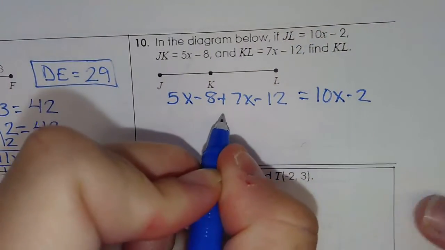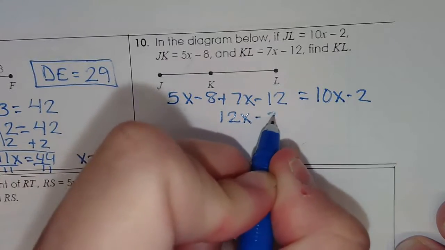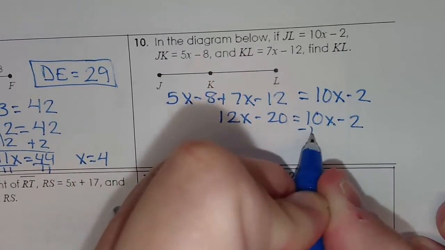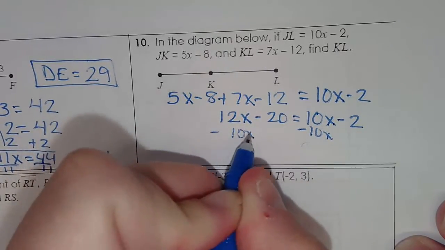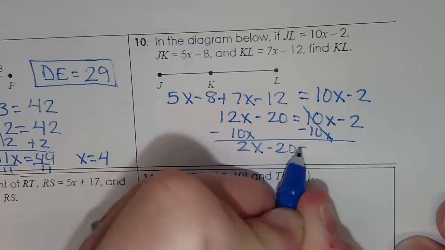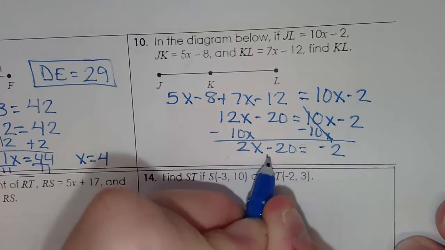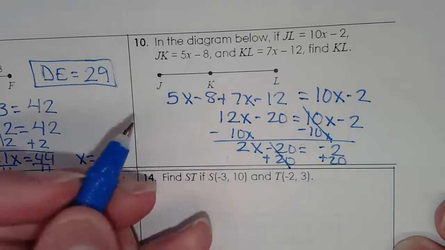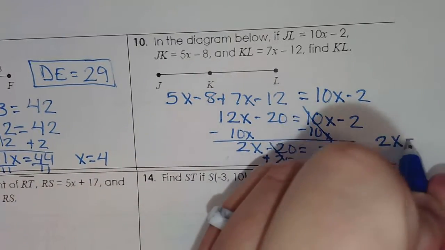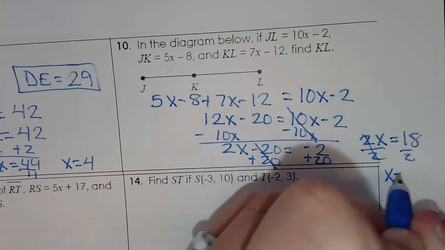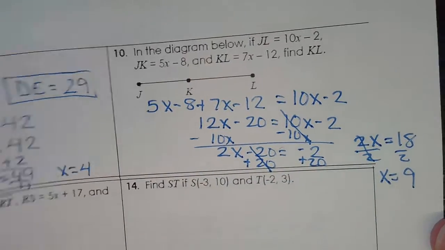Combine like terms, and you get 12x minus 20 equals 10x minus 2. Subtract 10x. So you get 2x minus 20 equals negative 2. Add 20, and I'm going to run out of room. 2x equals 18. Divide by 2. x equals 9.